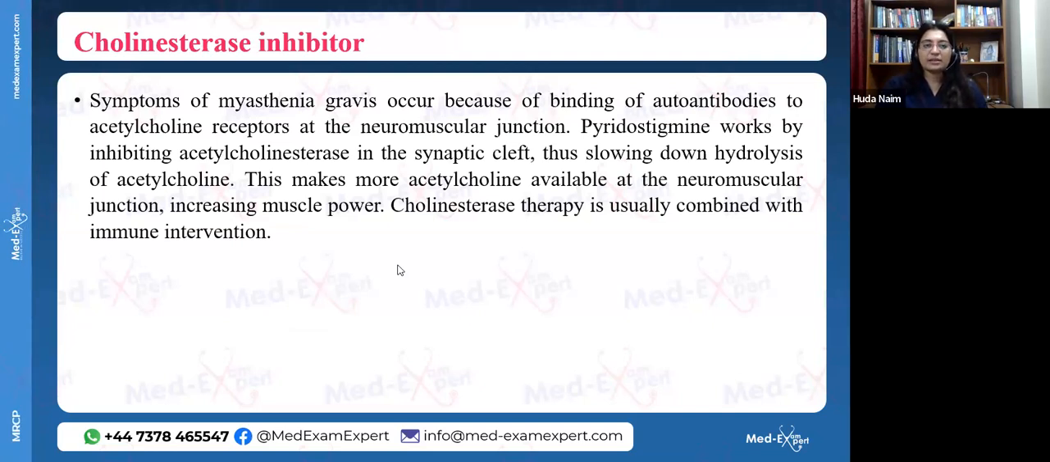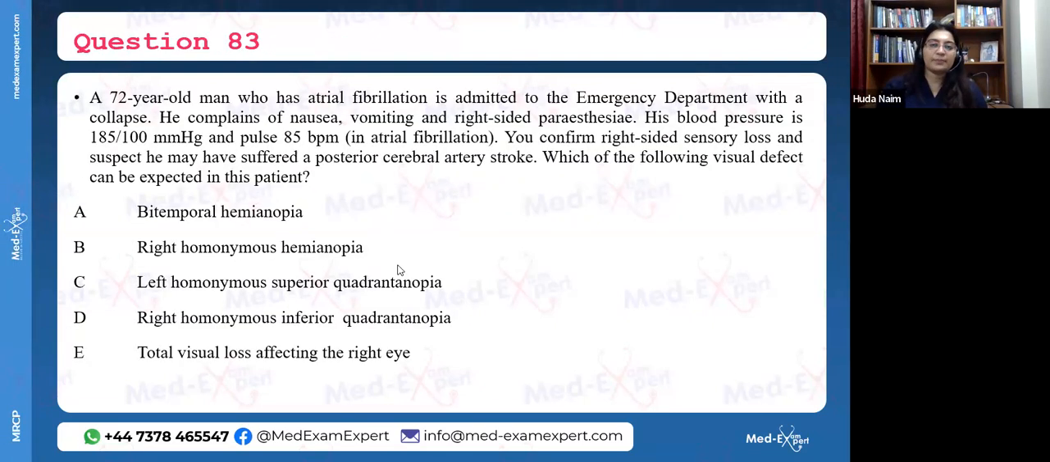It inhibits the breaking down of acetylcholine. Acetylcholinesterase basically breaks down acetylcholine, so inhibiting it increases the effect. Okay, the next one.